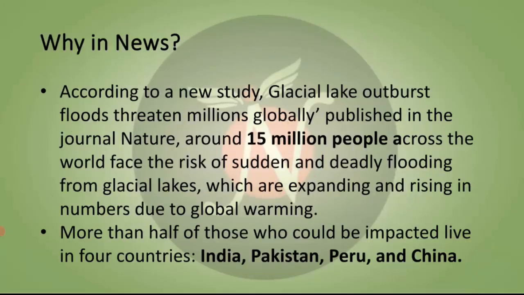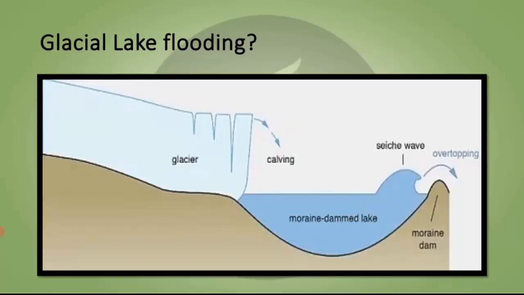So why is it in the news? According to a new study published in the journal Nature, glacial lake outburst floods threaten millions globally. Around 15 million people across the world face the risk of sudden and deadly flooding from glacial lakes, which are expanding and rising in number due to global warming. More than half of those who could be impacted live in 4 countries: India, Pakistan, Peru and China.